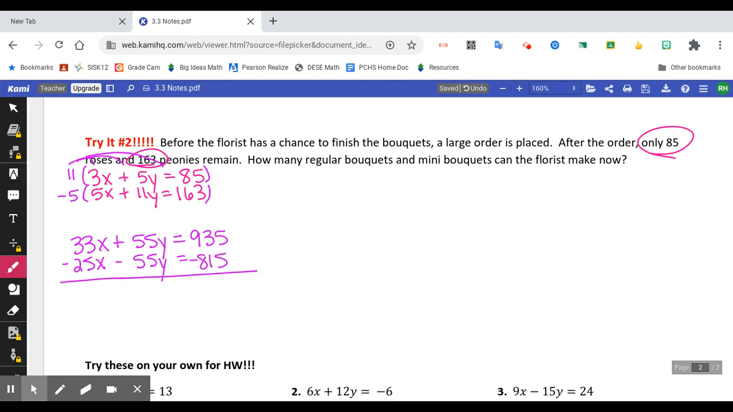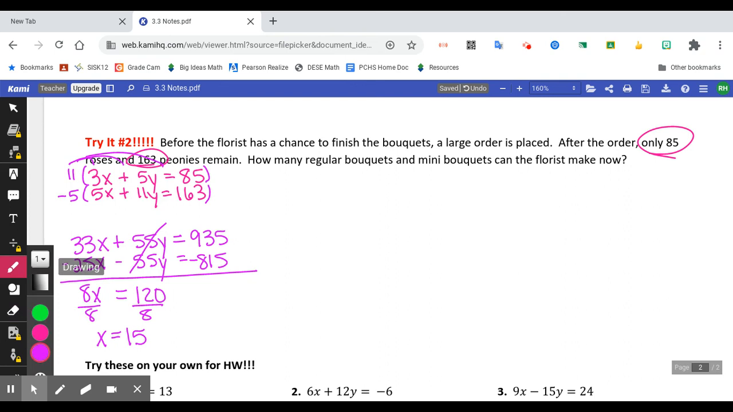Okay. 33 minus 25 gives me 8x. These are gone. Equals 935 minus 815, which is 120. And I take both sides divided by 8. We get that x equals 15. So 15 regular bouquets. No, I'm sorry, mini. X was our mini.